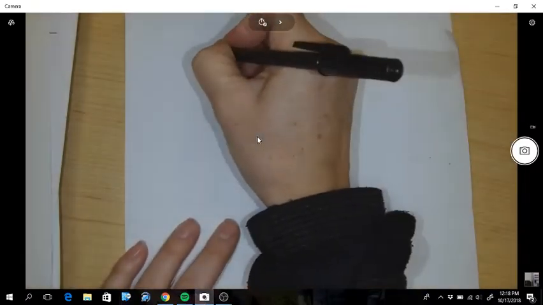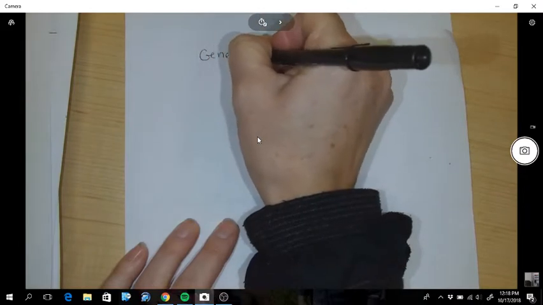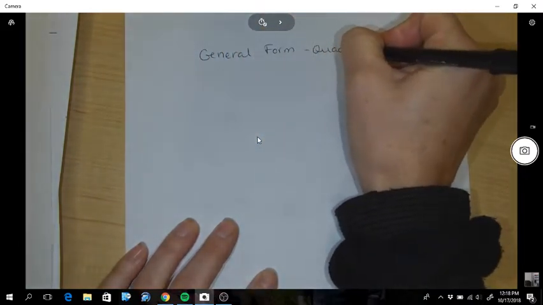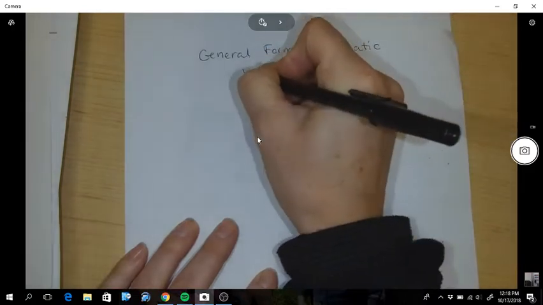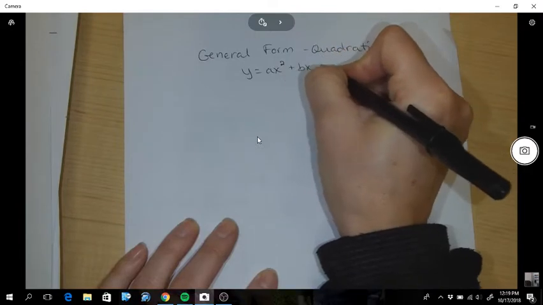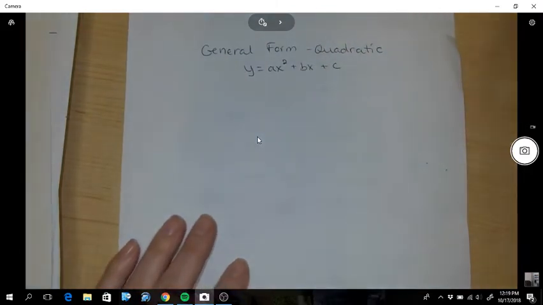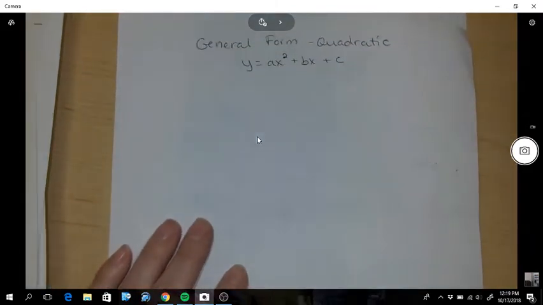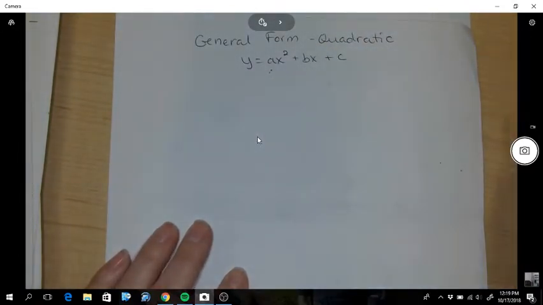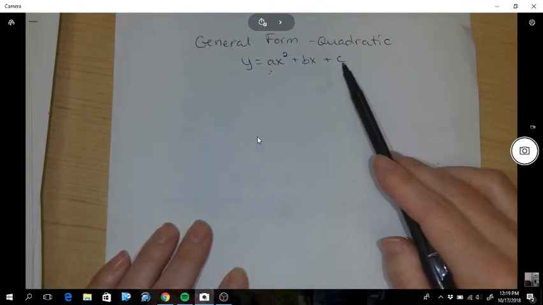Okay, today's lesson is the general form of a quadratic. So the equation would be y equals ax squared plus bx plus c. So a is representing the coefficient of x squared, b is the coefficient of x, and c would be the constant.